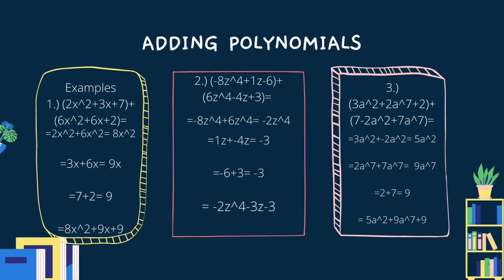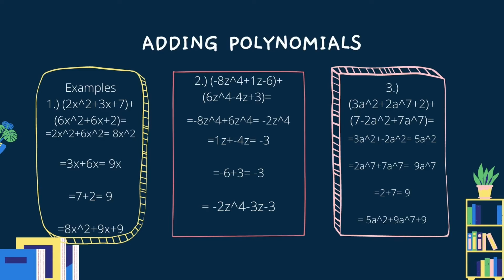Here are some examples in adding polynomials. Number 1, 2x squared plus 3x plus 7 plus 6x squared plus 6x plus 2. First, we look for the like terms. 2x squared and 6x squared, that equals 8x squared. Another one is 3x and 6x, that equals 9x. And 7 plus 2, 9. So the final answer is 8x squared plus 9x plus 9.